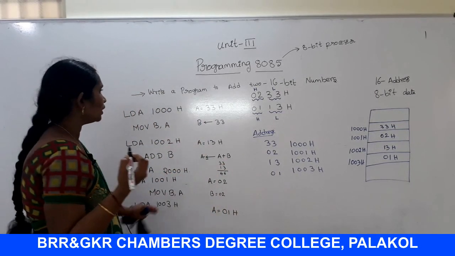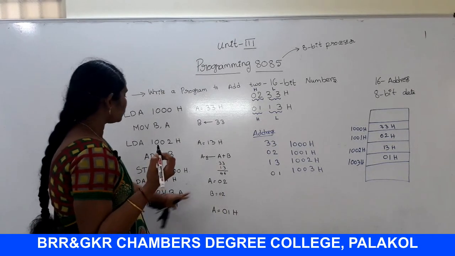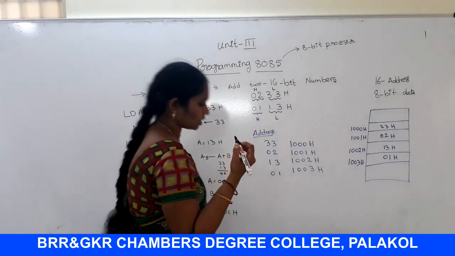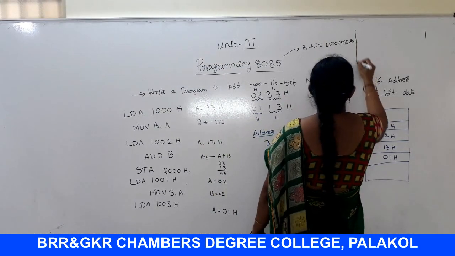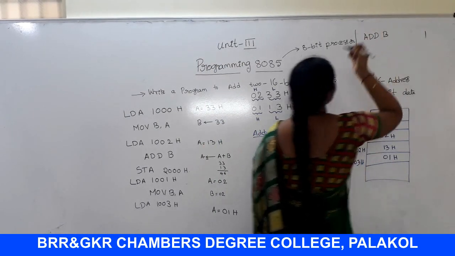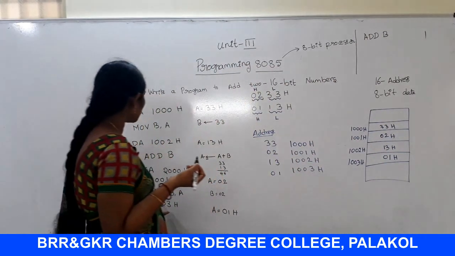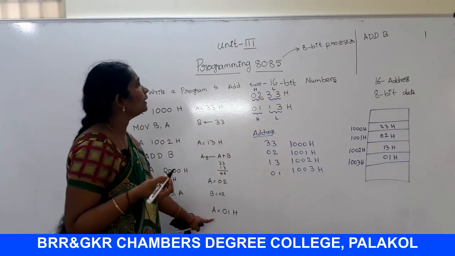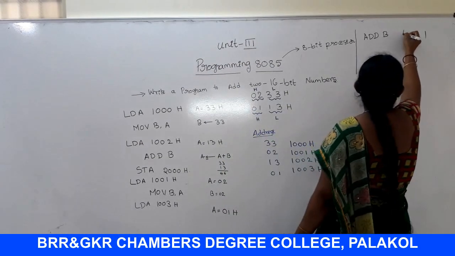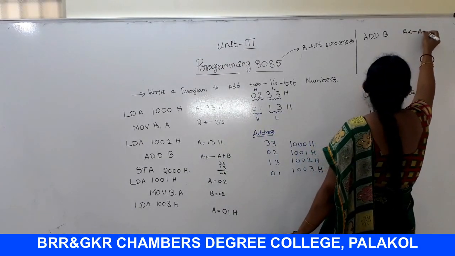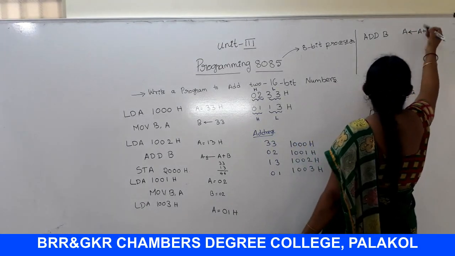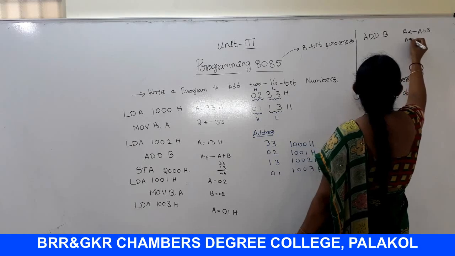Okay, so after that, the loading operation is completed. Therefore we will add these two numbers. The next instruction is ADD B. So what is the meaning of this instruction? ADD B is nothing but whatever data is there in the accumulator is added to B, and the result is stored in the accumulator.